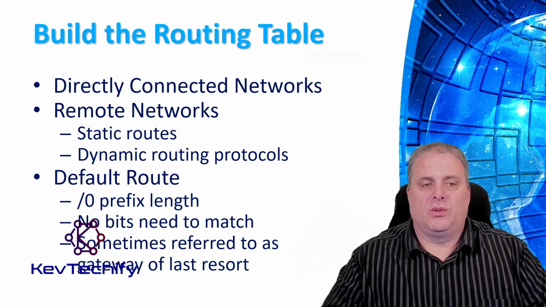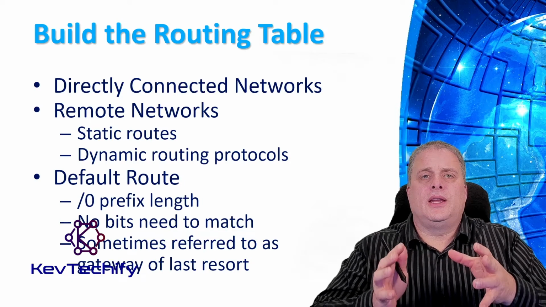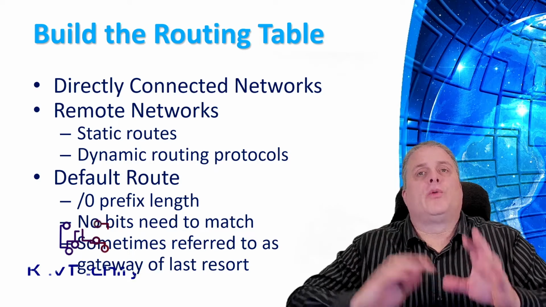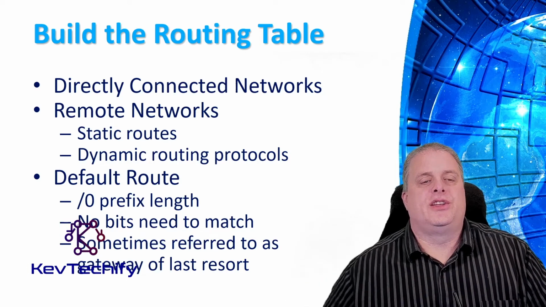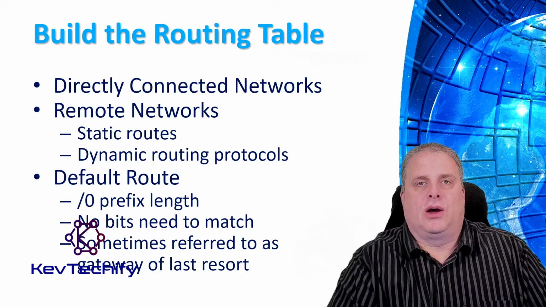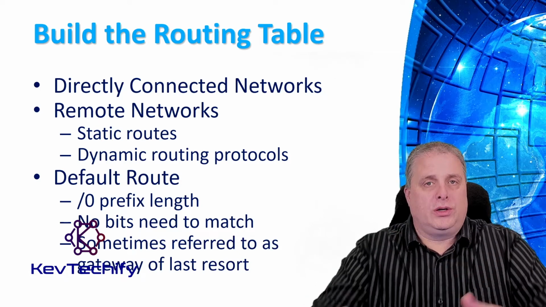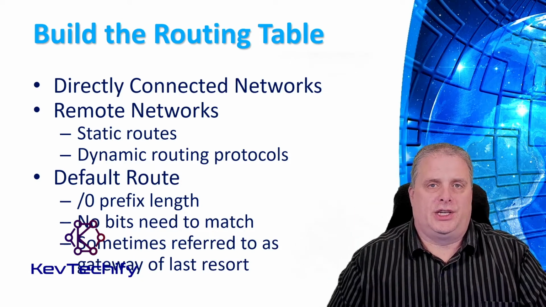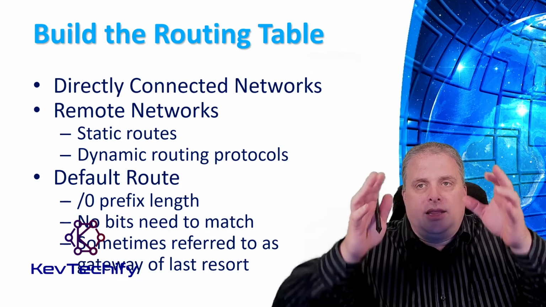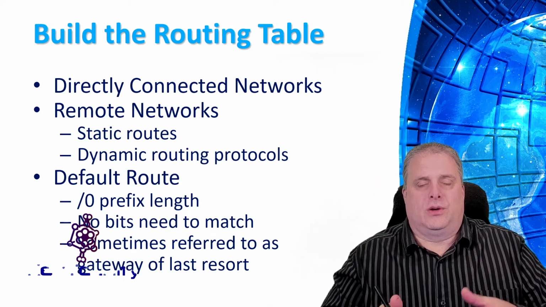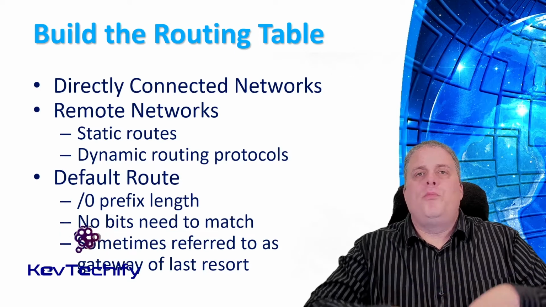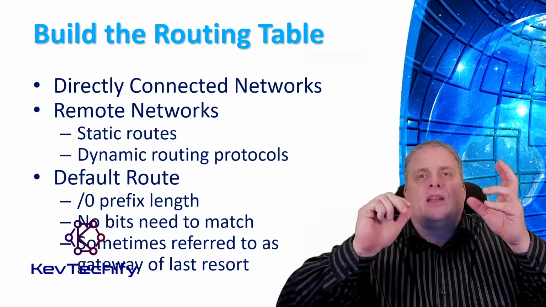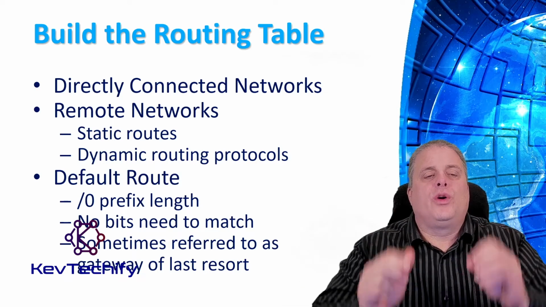And then finally, after the directly connected networks and the remote networks, we look at the default route. If there are no entries that match at all for how to route that traffic, we're going to send it to the default route. Typically, it's another router that will hopefully know how to get to its final destination. This has a prefix length of 0, which means no bits match whatsoever.